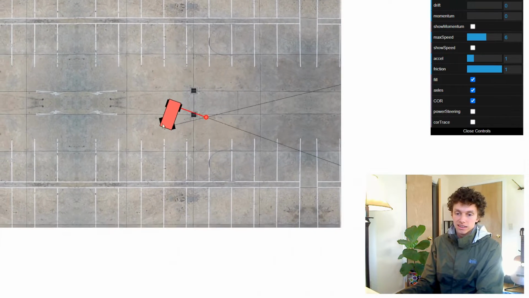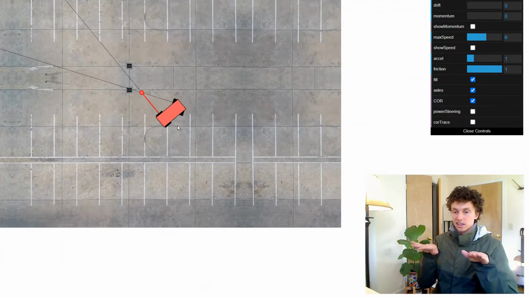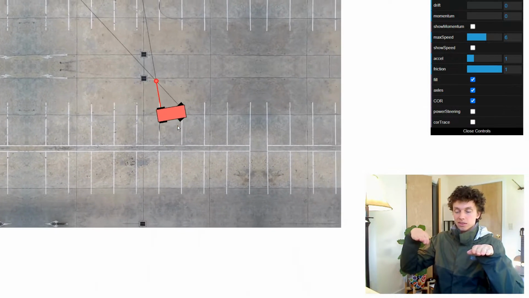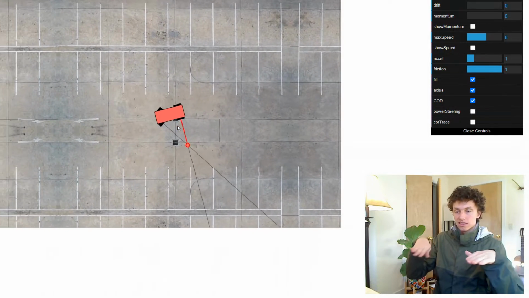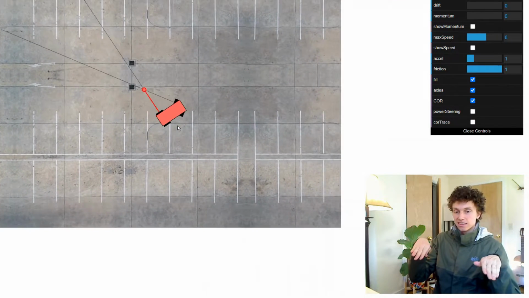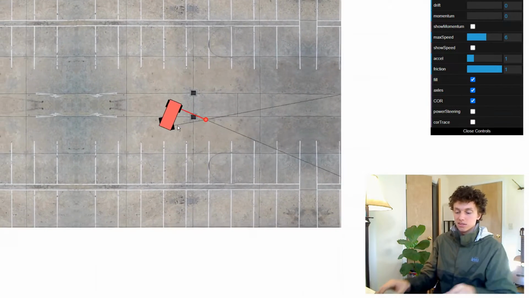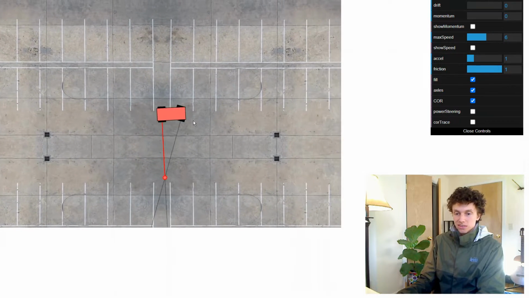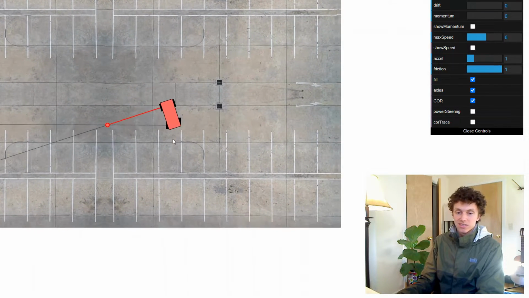In reality, the two front tires are actually not perfectly aligned. One of them has to be turned slightly more or less in order to have its axis aligned with the center of rotation of the car. But I'm not really worried about that for the purposes of this simulation.